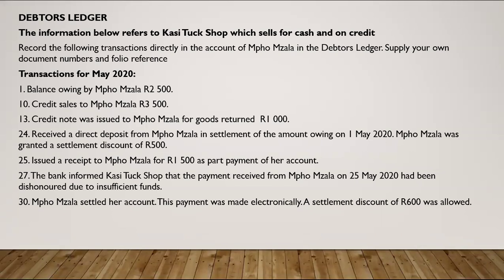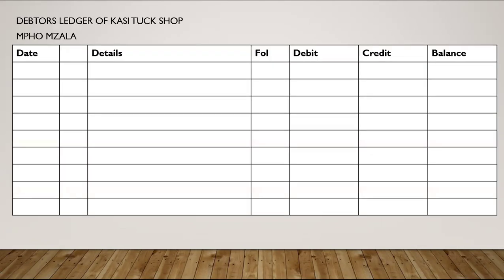Now, I'm going to be going through the debtors ledger. In the debtors ledger, we only focus on a single debtor and we record all the transactions that relate to that debtor. And your debtors ledger will look like this. The debit side of your debtors ledger will be when the debtor owes us more. So any transaction that results in a debtor owing us more will be recorded on the debit side. And any transaction that will reduce what the debtor owes us will be recorded on the credit side.